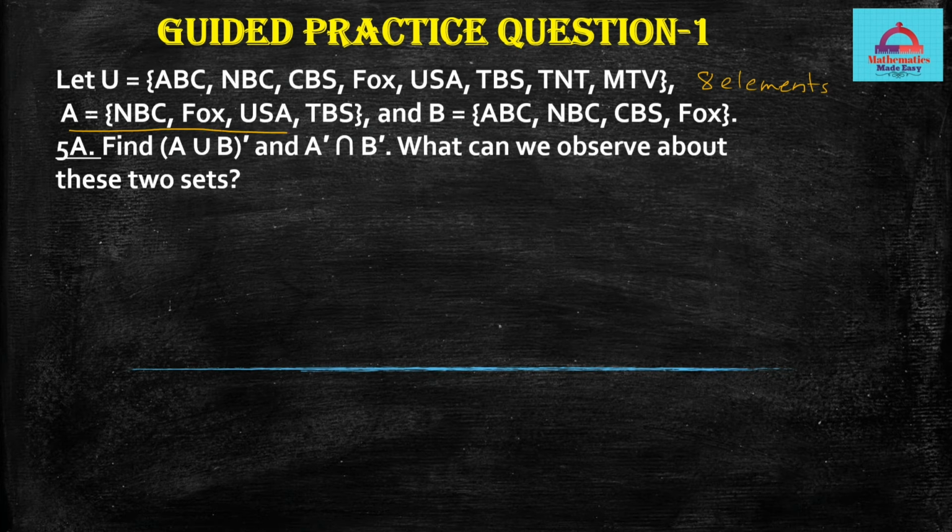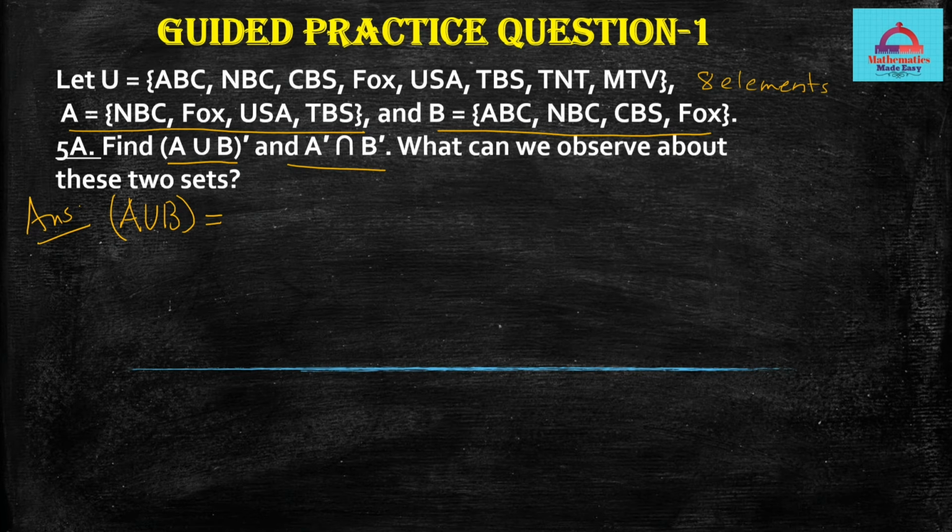A is this set which has 4 elements, B also has 4 elements. So quite similar to the last one. Here we are trying to check about these two sets. So let's do that one by one. So first I'm going to be taking A union B. Okay, we are going to calculate this set.